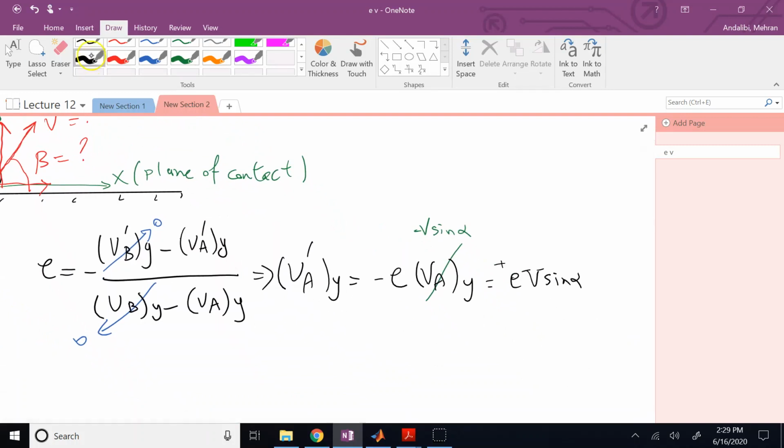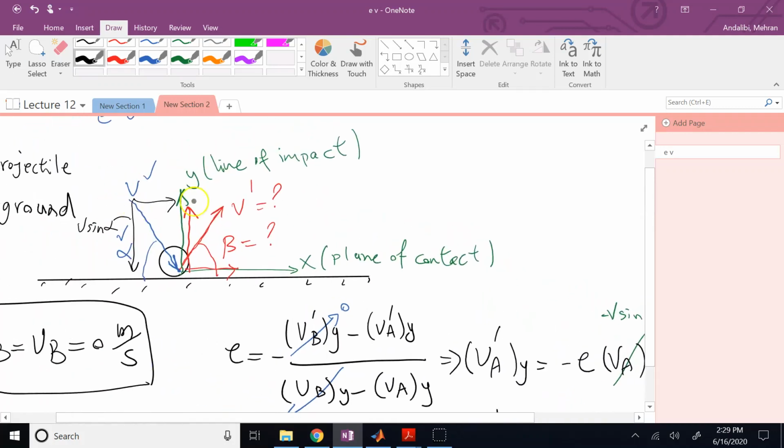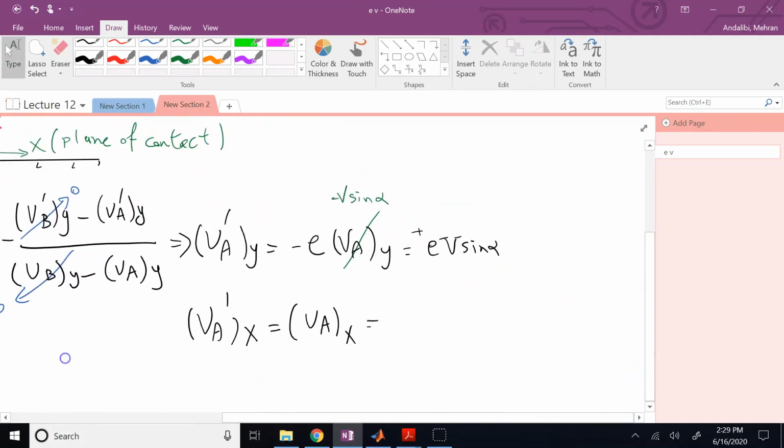Now what about the X component? You say the X component for the projectile is not going to change. It's going to be the same as what it was before impact. And what was it before impact? You see it was V cosine alpha.